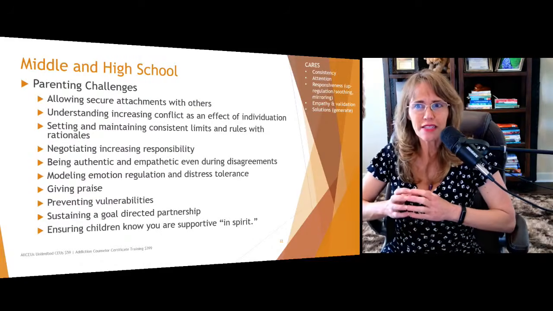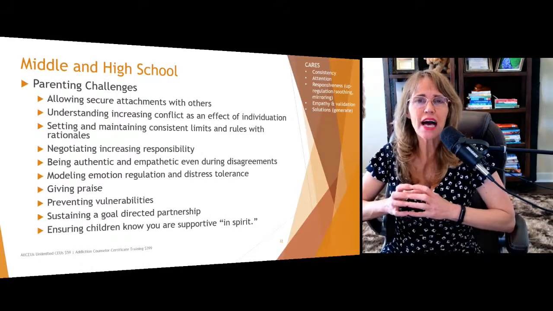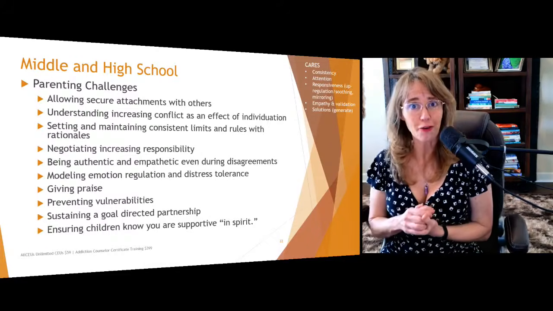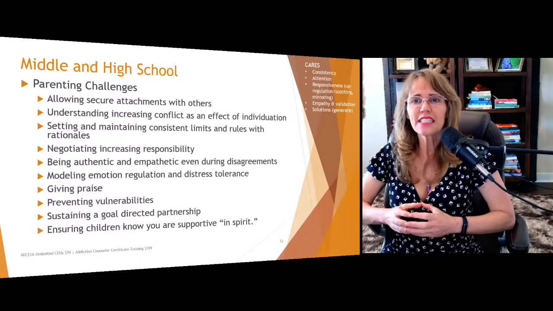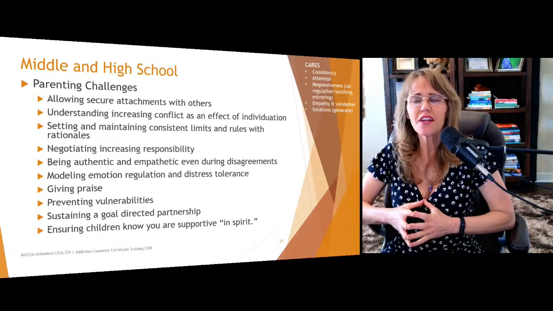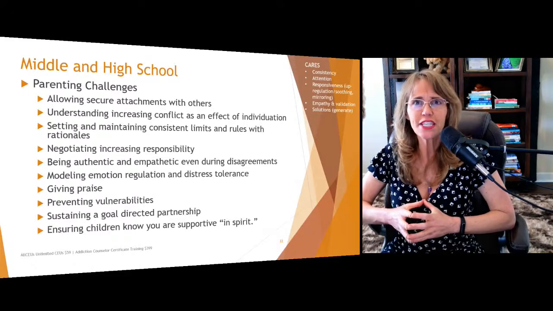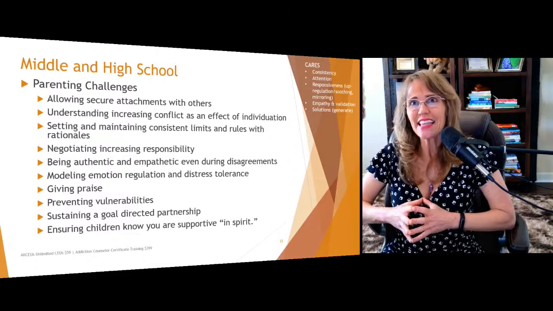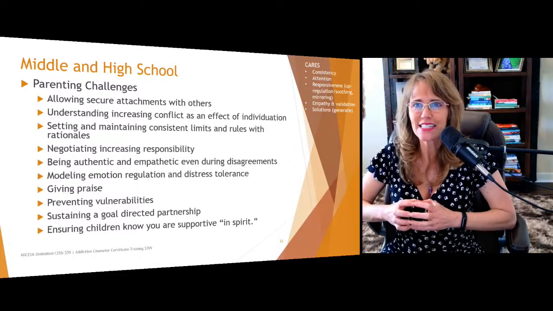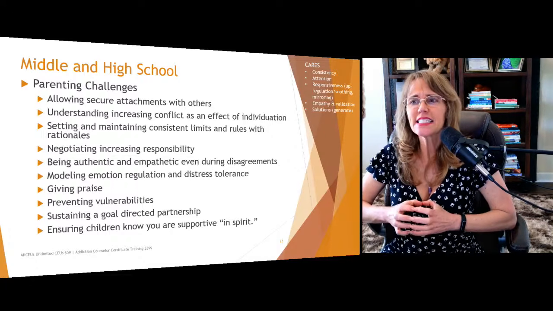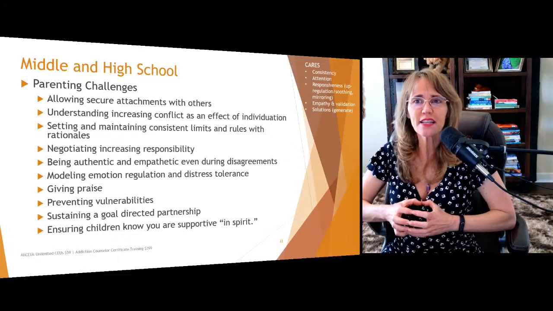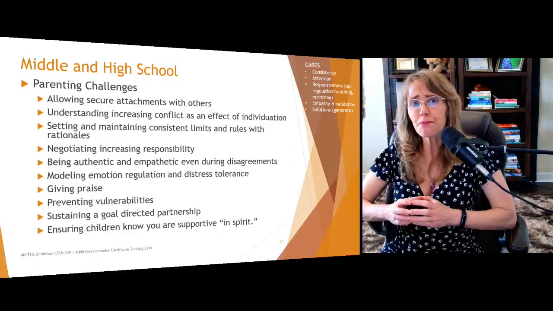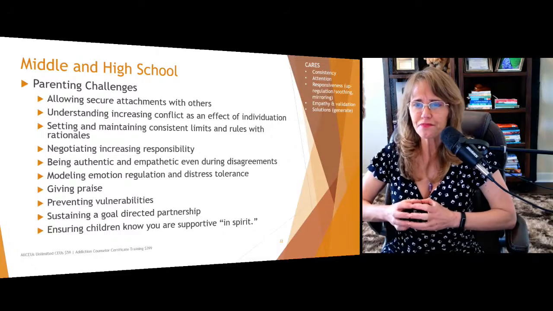For parents, we can have challenges allowing secure attachments with others because parents start to feel left out. We may have challenges understanding increasing conflict as an effect of individuation. Children are going to start pushing boundaries, and that is part of the individuation process. Setting and maintaining consistent limits and rules with rationales can help with this, but again, it's difficult. We need to really be cognizant of what we're doing.